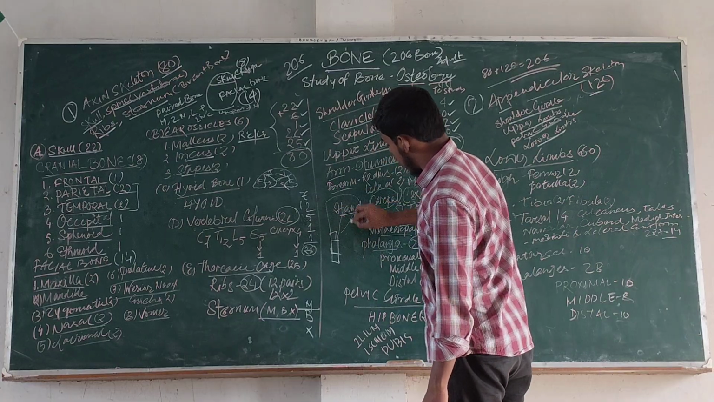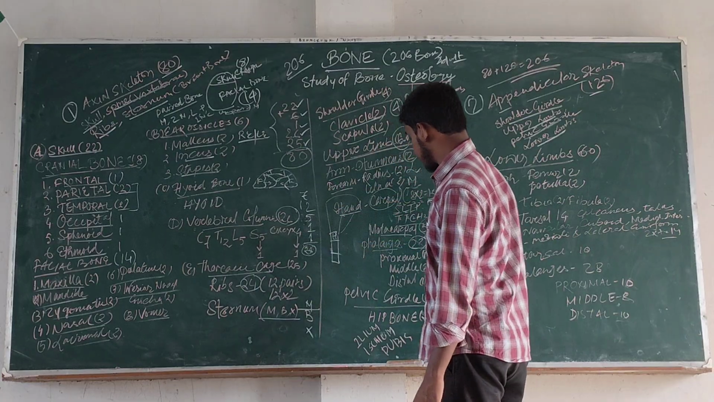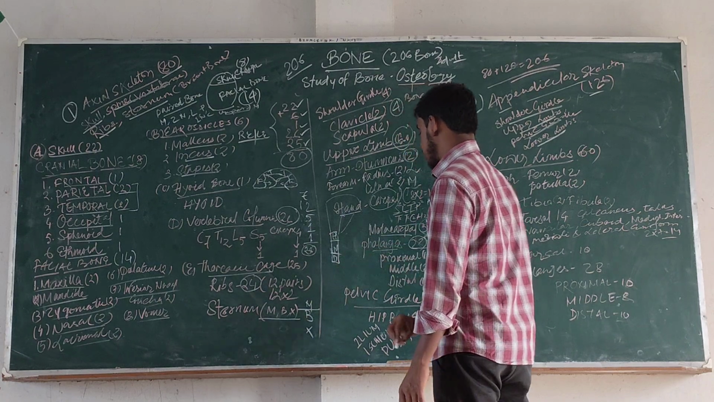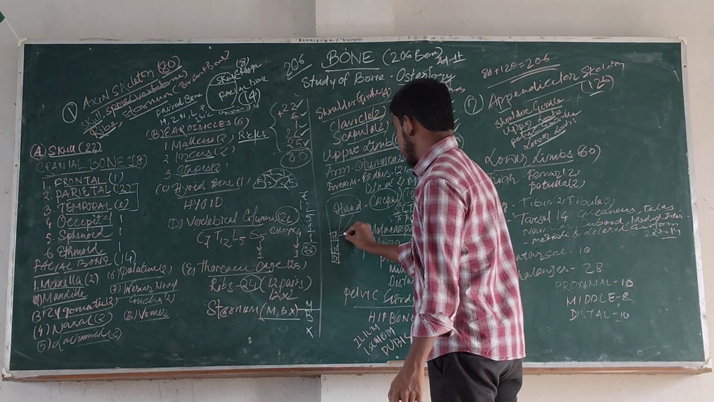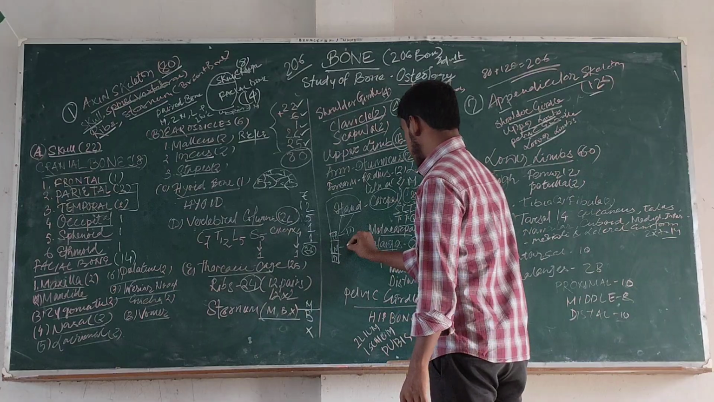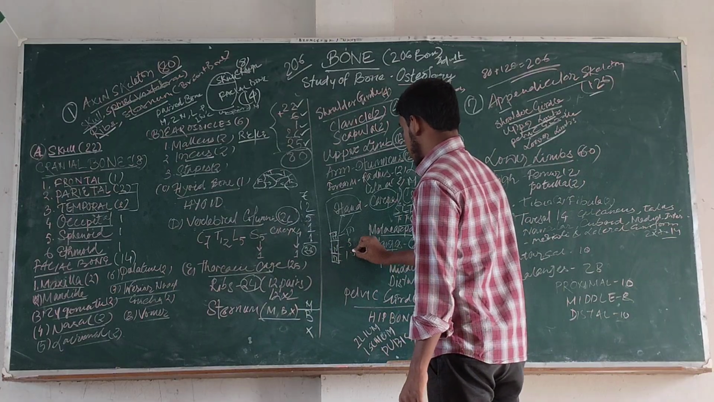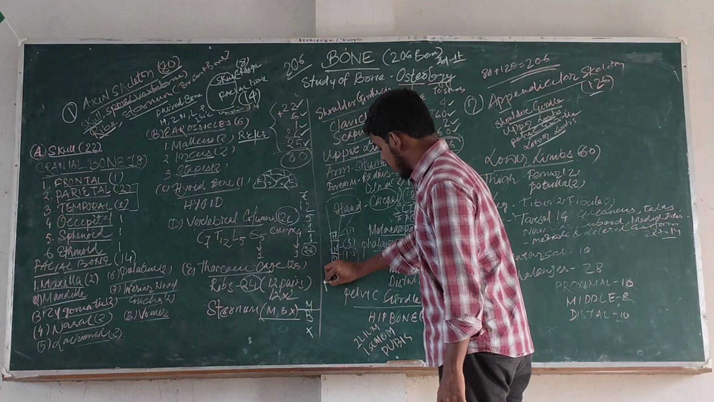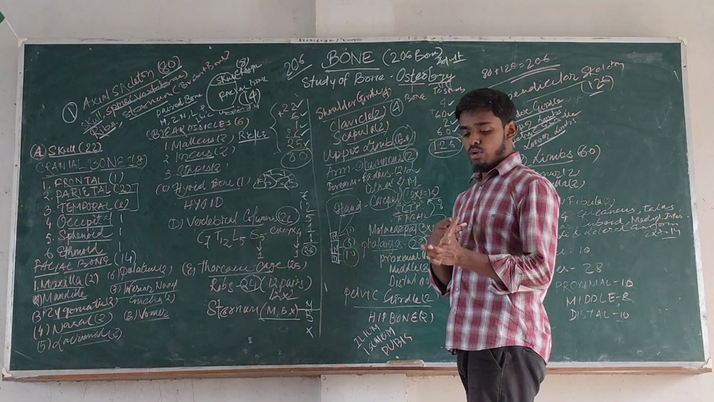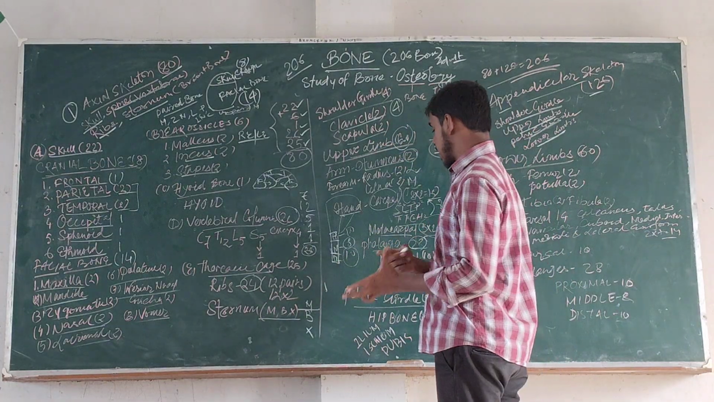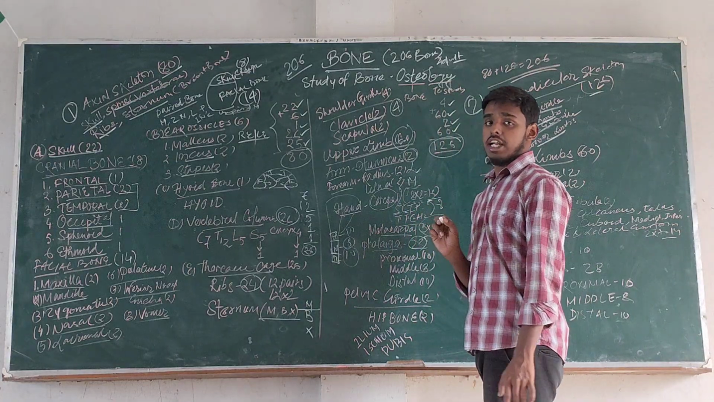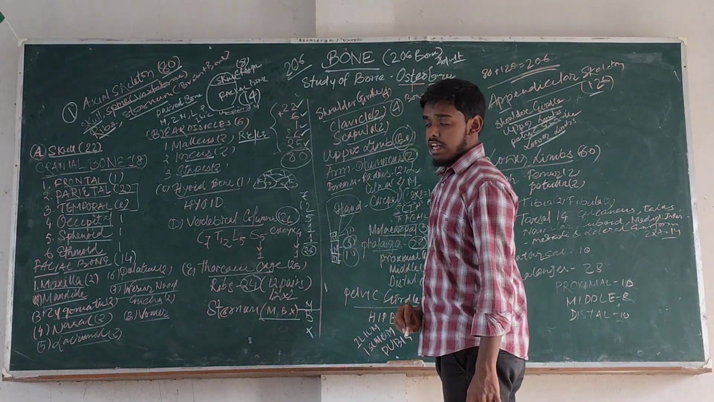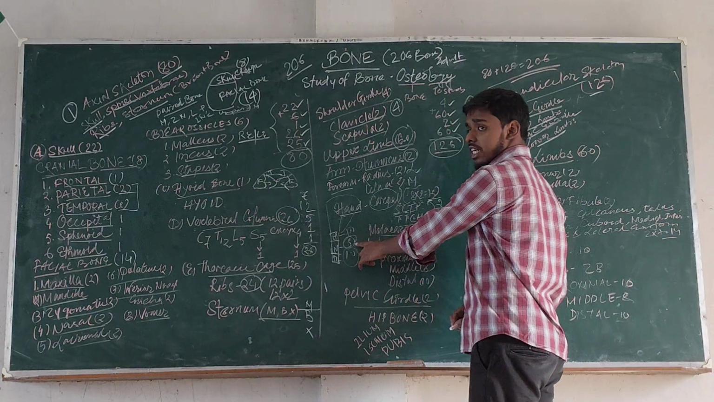If we take this as a hand, then this one is proximal, this one is medial or intermediate, this one is distal. So proximal is 10 in number, medial 8, and distal 10. Why is the medial 8? Why is it not 10? Because in the thumb you can see that there are only 2 bones, one is proximal, one is distal. There is no intermediate bone present. So that's why the medial or intermediate bone is only 8 in number.